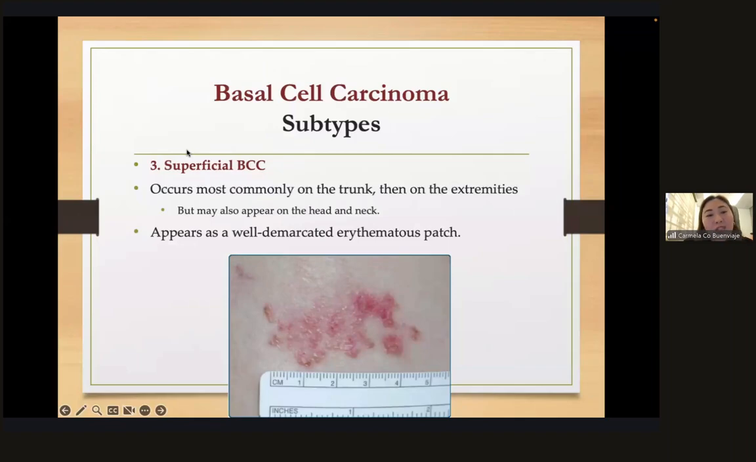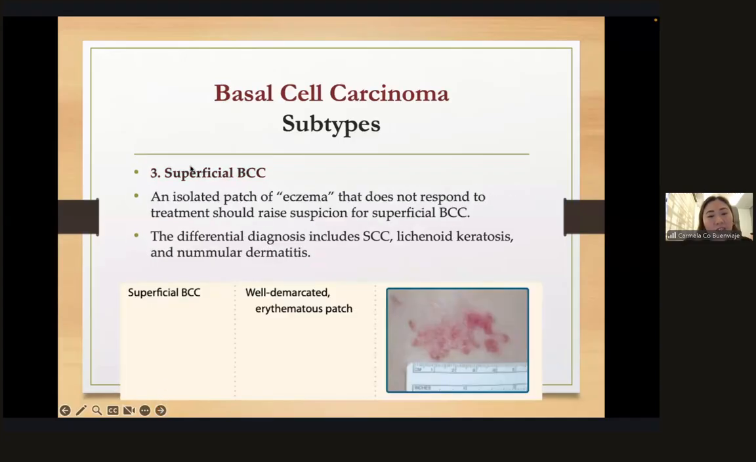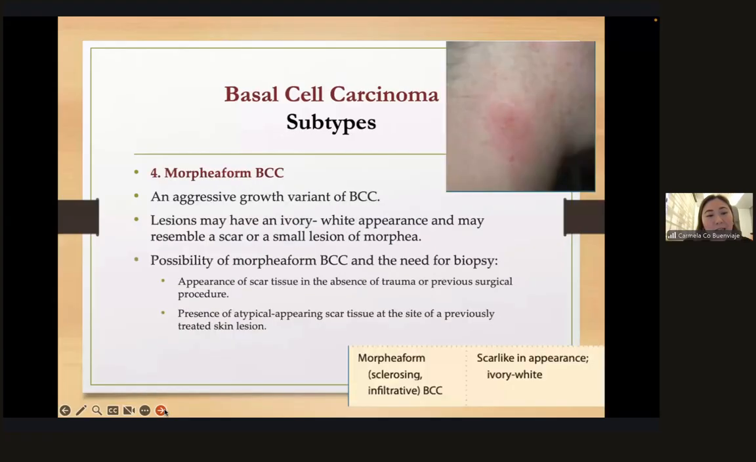Okay, the next subtype would be the superficial BCC, which can look just like this. It occurs most commonly on the trunk and then on the extremities, but may also appear on the head and neck. It appears as a well-demarcated erythematous patch. Okay, an isolated patch of eczema that does not respond to treatment should therefore raise a suspicion for a superficial BCC, and we should further investigate. Differential diagnosis includes SCC, lichenoid keratosis, and nummular dermatitis.